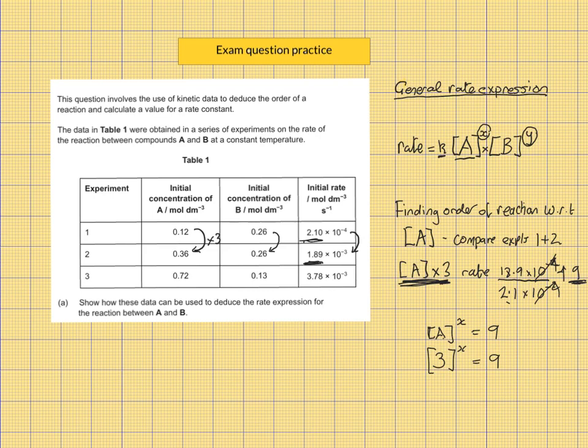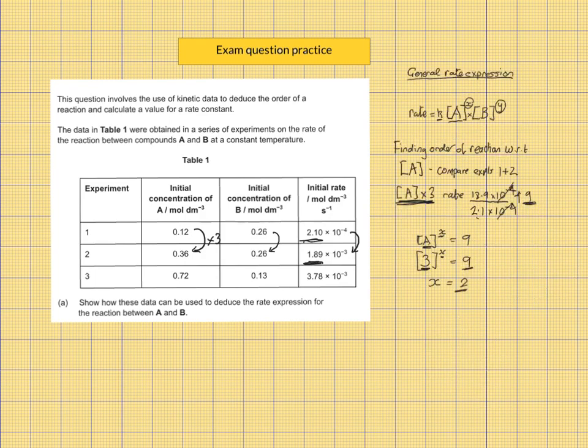So since the concentration of A to the power x, and the concentration of A is increased 3 times to the power x, the rate has gone up 9 times. Therefore 3 to the power x equals 9. It therefore follows that x equals 2. So the order with respect to the concentration of A is 2. It's second order.